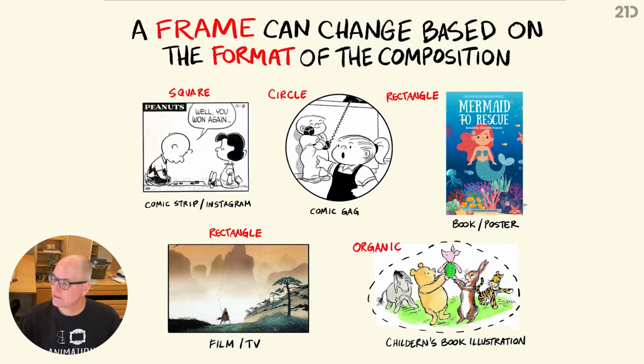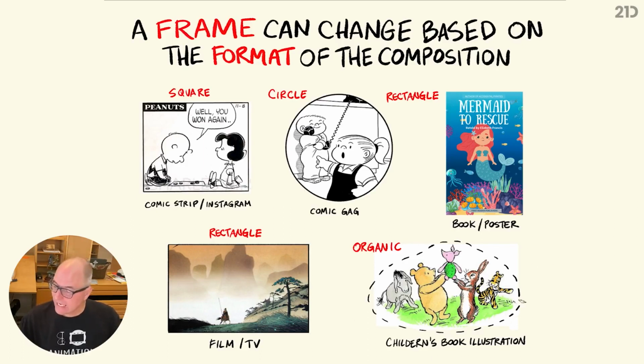Books and posters tend to be an elongated vertical rectangle, for books and posters and covers. Film and TV, which we're mostly going to be concentrating on in this series because that's my background, being animation, a director, a storyboard artist and all that, and an animator. I like to work in this rectangle. I'm very used to that. So we'll talk more about rectangles.